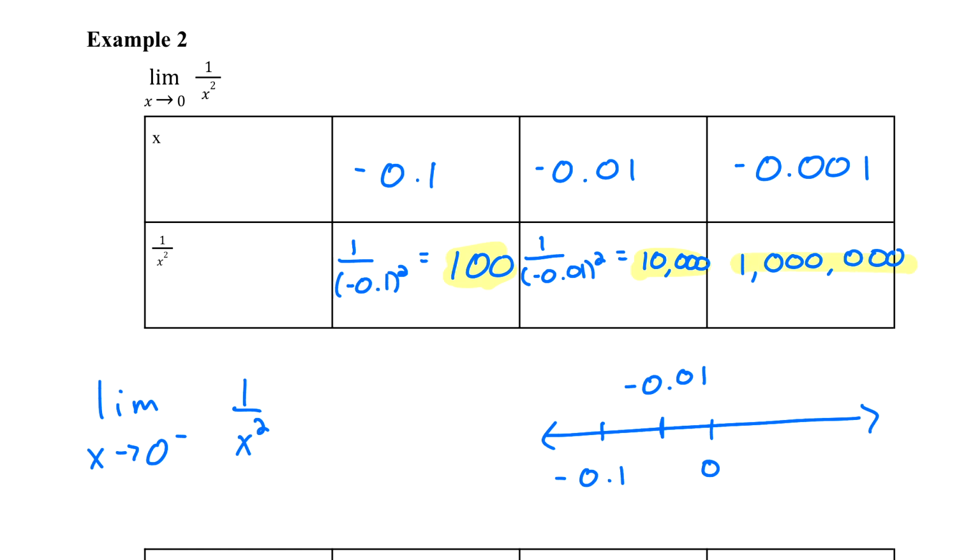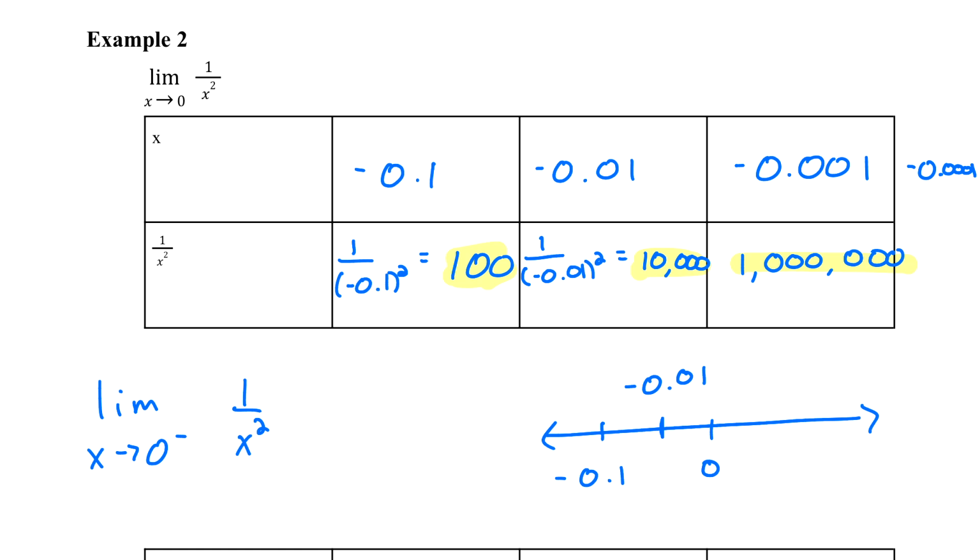So if we look at our y values here, we've got 100, 10,000, a million. Our y values seem to just be getting larger and larger and larger. And that's actually exactly what's happening. If we were to move even closer, if you wanted to take a different x value, like say -0.0001, you could plug that into your function and you'd get a number that's even larger than a million.